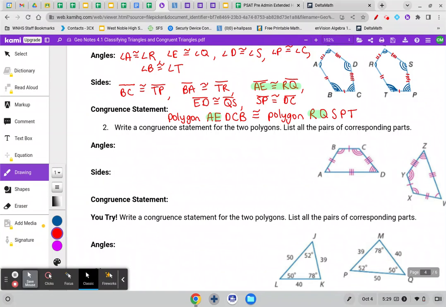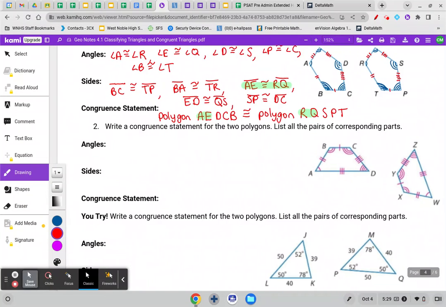So for the angles, same idea, although these are rotated. So you can't just look side to side. You have to actually look at the hash mark. So angle A is congruent to angle W. Angle B is congruent to angle X. Angle C is congruent to angle Y. And angle D is congruent to angle Z.